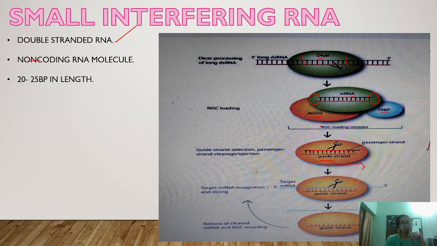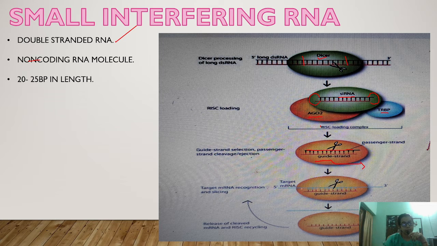So this guide strand will bind to the target mRNA which needs to be cleaved out. After RISC loading is done, the guide strand selection will be done. Here the passenger strand, which is this strand, will be cleaved out or ejected. So now only a single strand will remain, known as the guide strand. Now the guide strand will move along the mRNA and reach the point where the mRNA needs to be cleaved out.